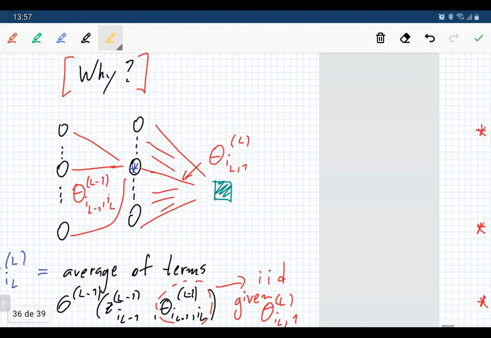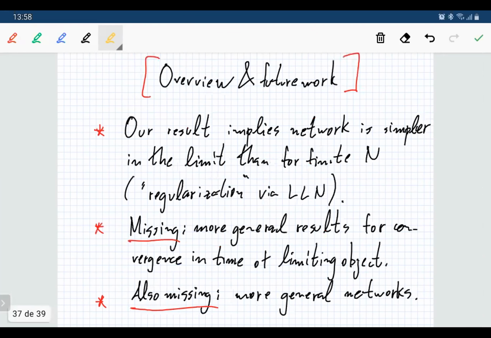But let me skip this and just give an overview of what we did. What we have seen is that the network somehow is simpler in the limit when n goes to infinity than for finite n, and it's a regularization by this averaging process that's really a law of large numbers.